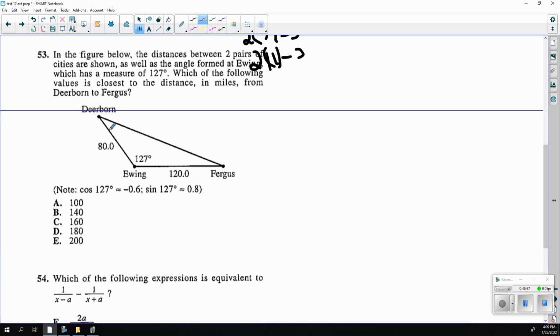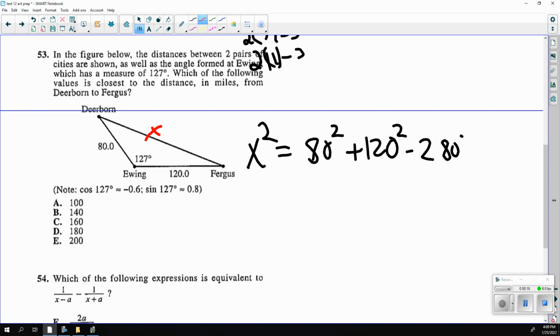This looks like an SAS, Law of Cosines. Gosh, they're making me do the whole thing. So we've got to know the law of cosines. X squared is equal to the other two guys squared minus twice their product times the cosine of 127. That's the first time I've ever seen where it's not listed there.